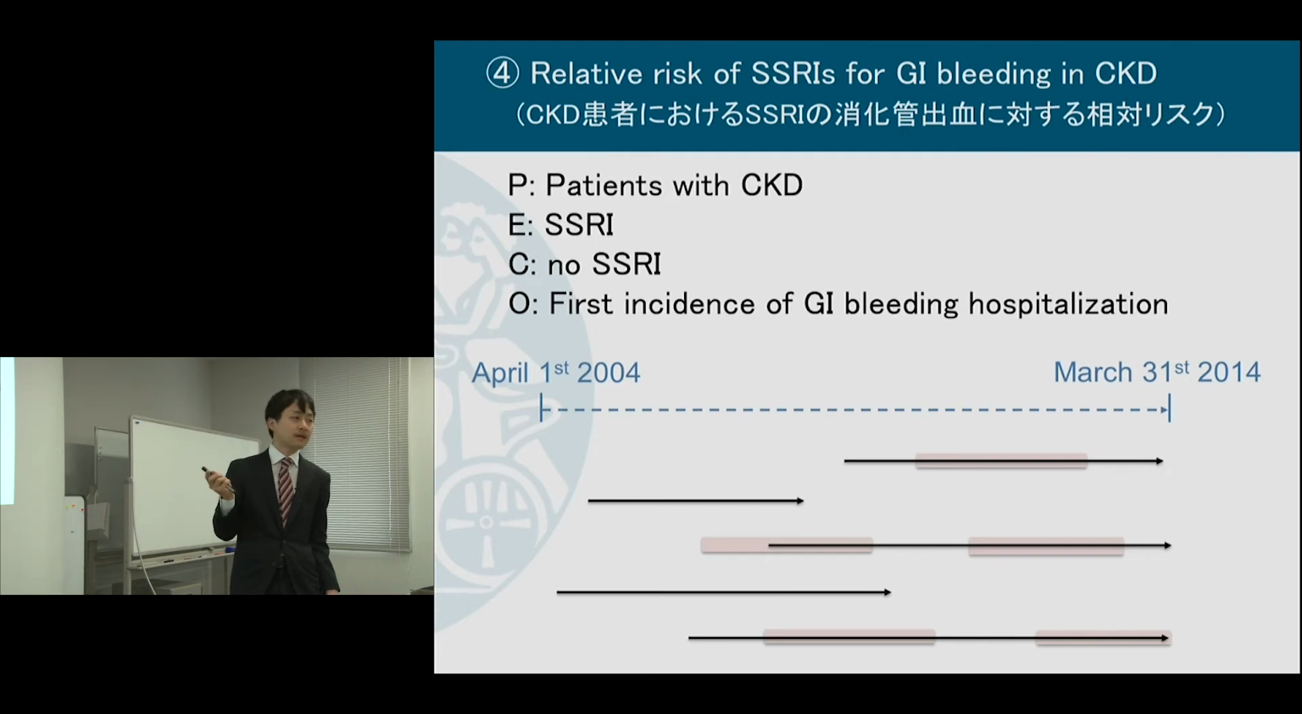So SSRI, the side effects of SSRI, GI bleeding is well established because SSRI affects the function of platelets in the blood. So patients receiving SSRI are generally more likely to have GI bleeding in the general population, but it's unknown among CKD population. So among patients with CKD, comparing SSRI and no SSRI on the first instance of GI bleeding hospitalization. So this is the CKD cohort again, and these pink suggest antidepressant prescription.